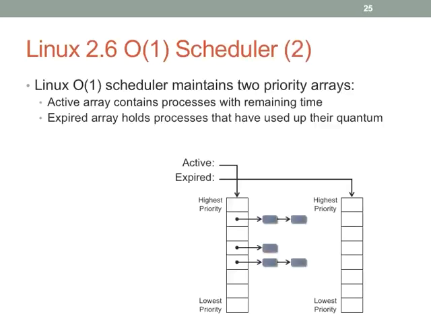There's 2 of them. Okay, we have the one for the current epoch, and then we have one for the next one. And so the active array is going to be processes that still have some of their time slice left. And then the other priority array is processes that have consumed their entire time slice.